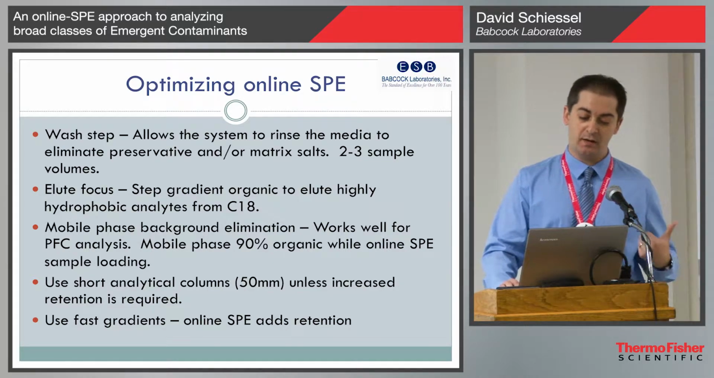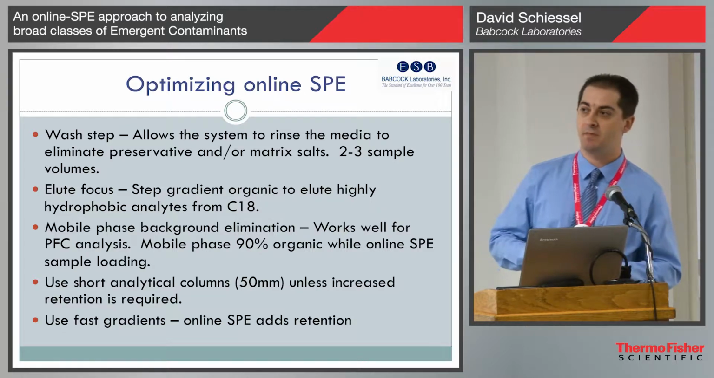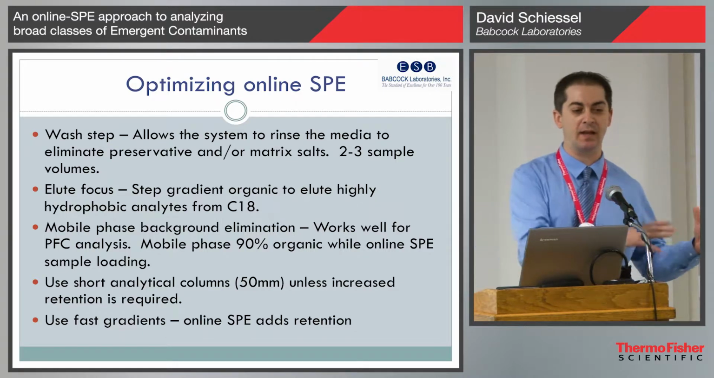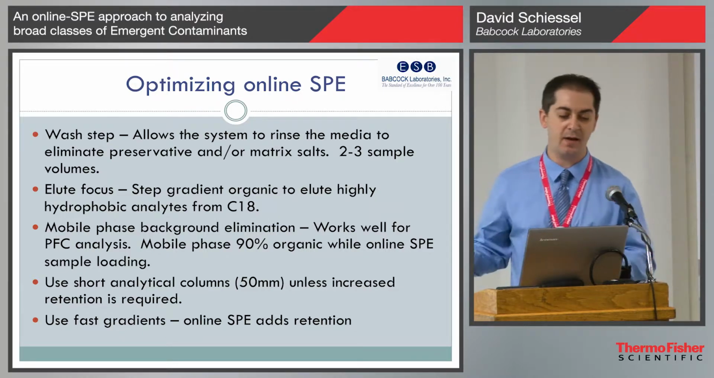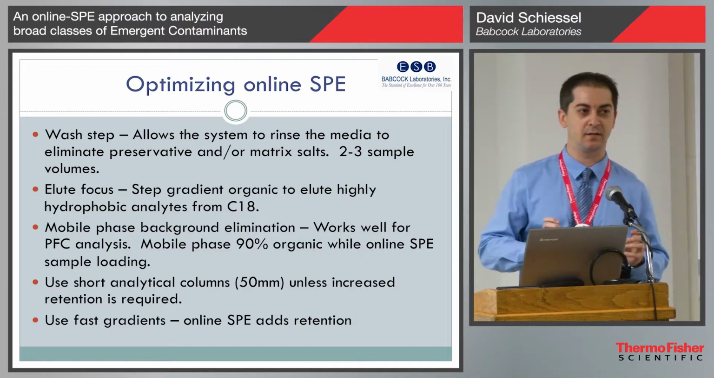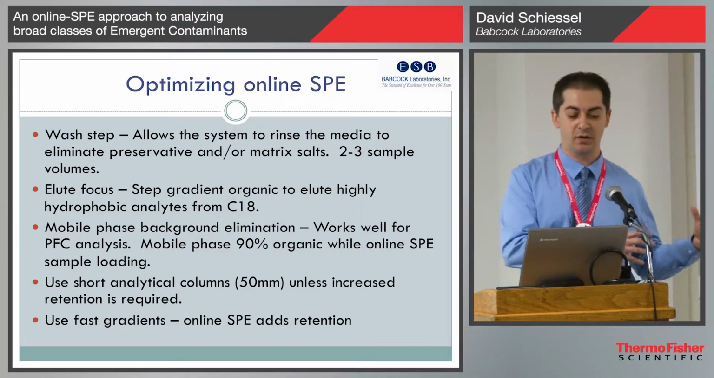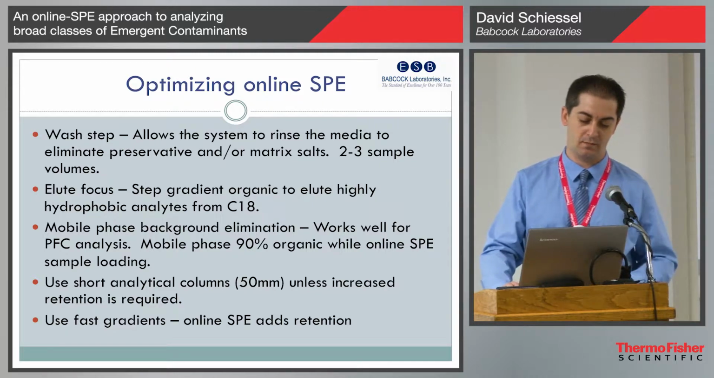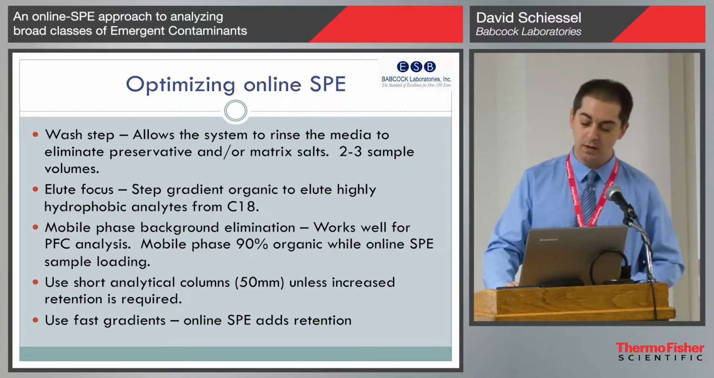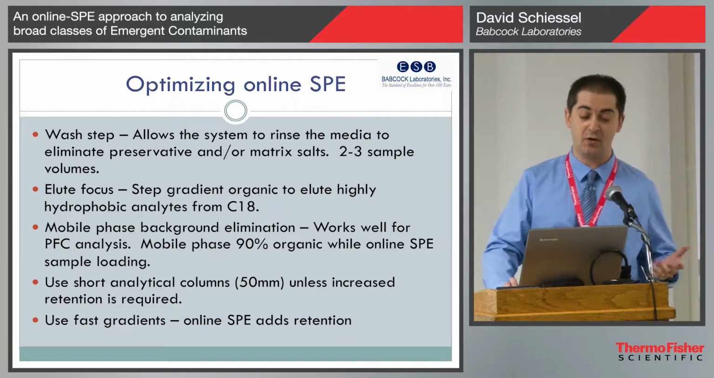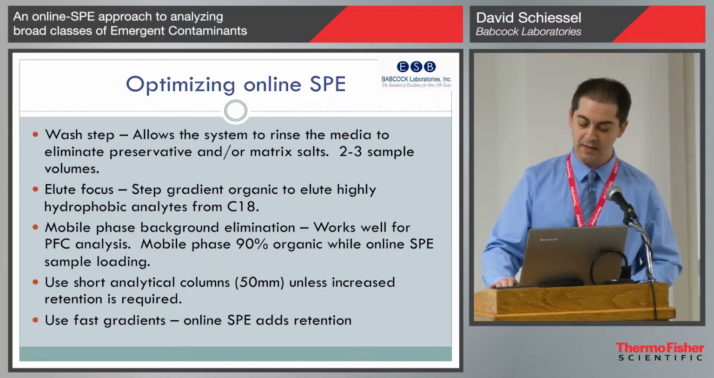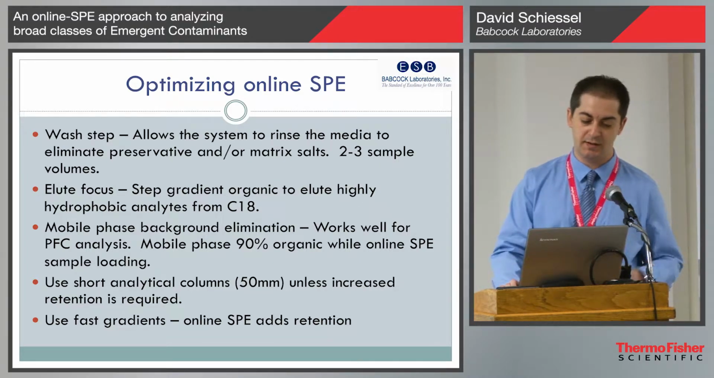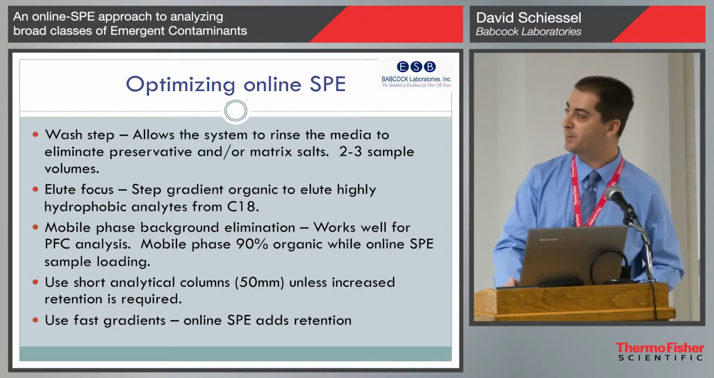We tend to use short analytical columns because there's a retention effect when you're doing online-SPE. The analytes go in and then they have to back flush until they come out, so they've already encountered some retention, so to speak, in time. So we can use shorter columns, and generally 50 millimeters is good. And we like fast gradients because we like to elute the analytes off. It seems like a better approach. It seems like faster gradients work well.